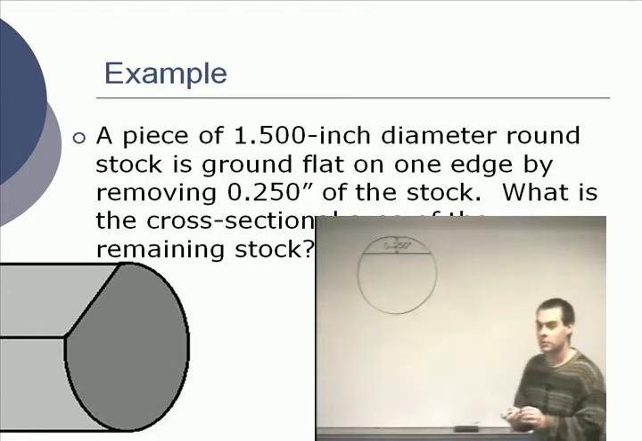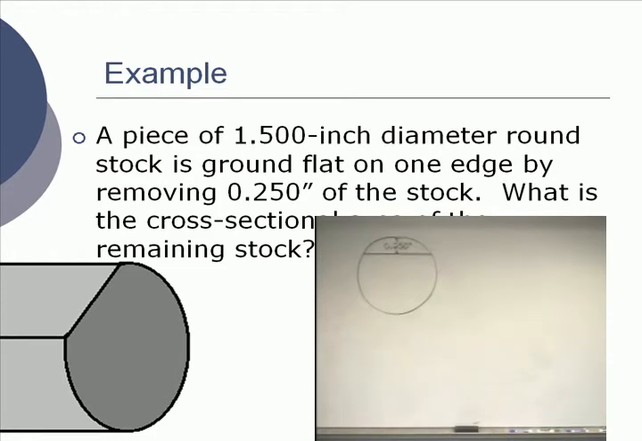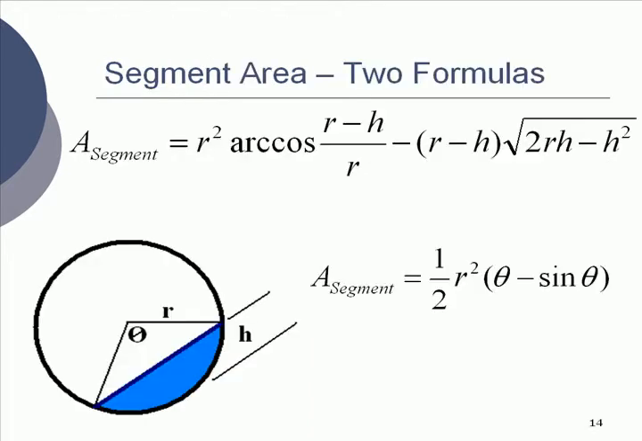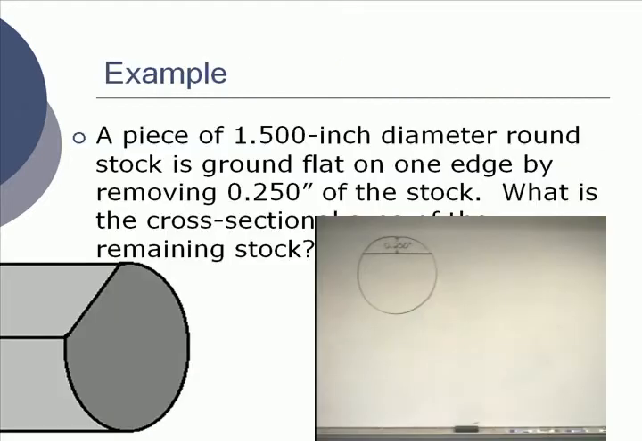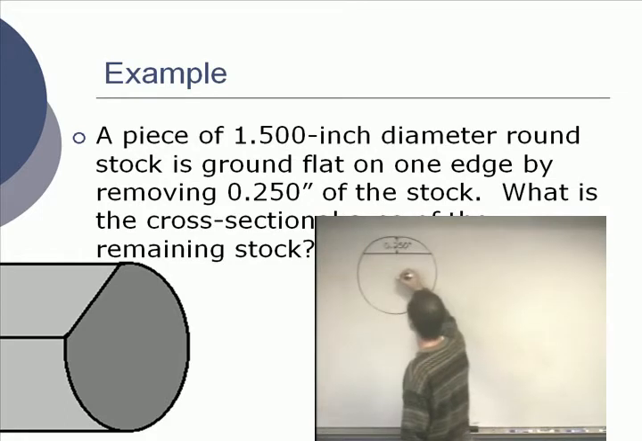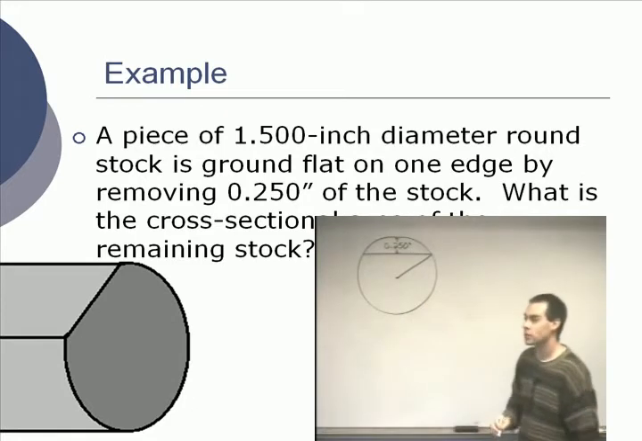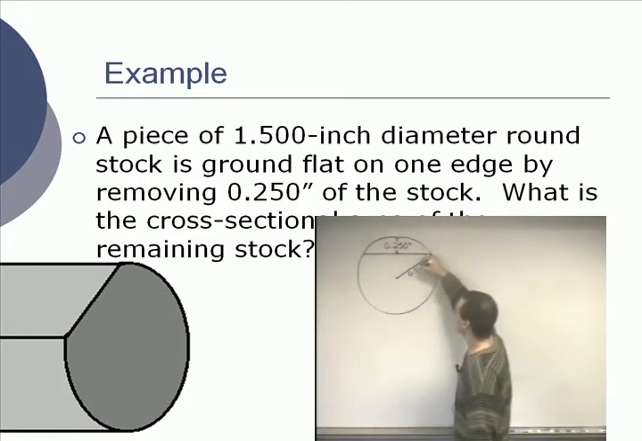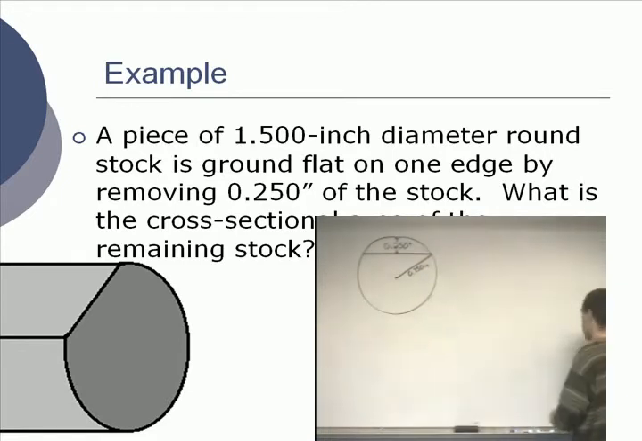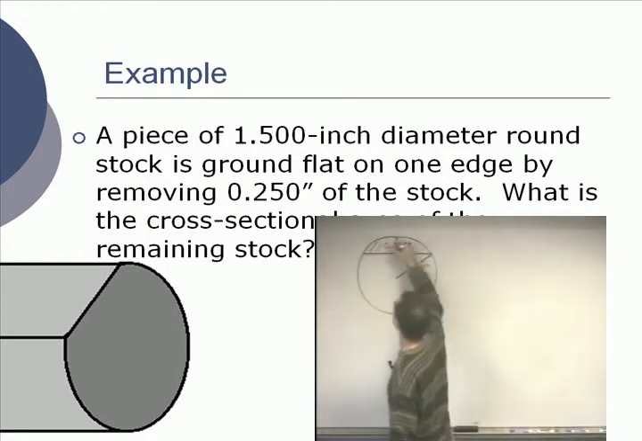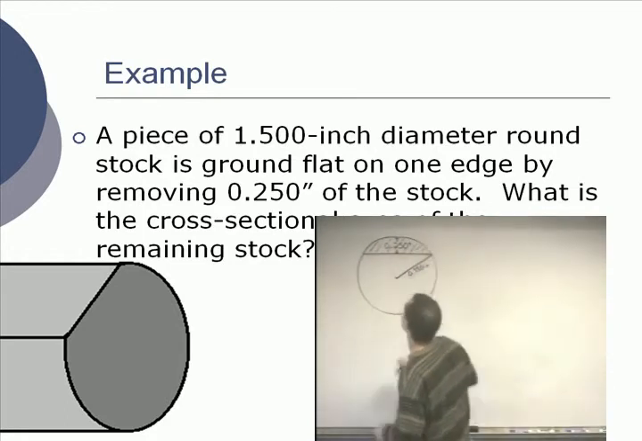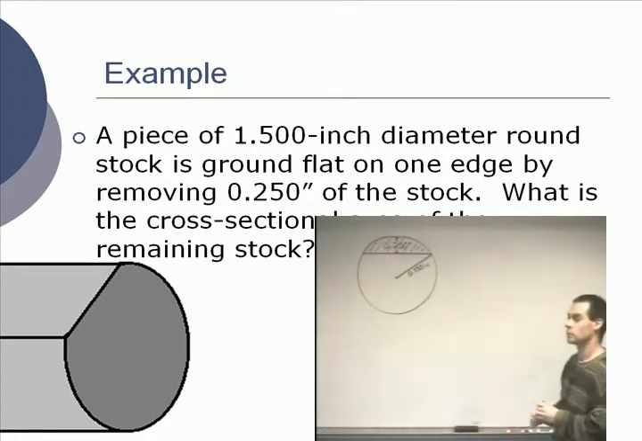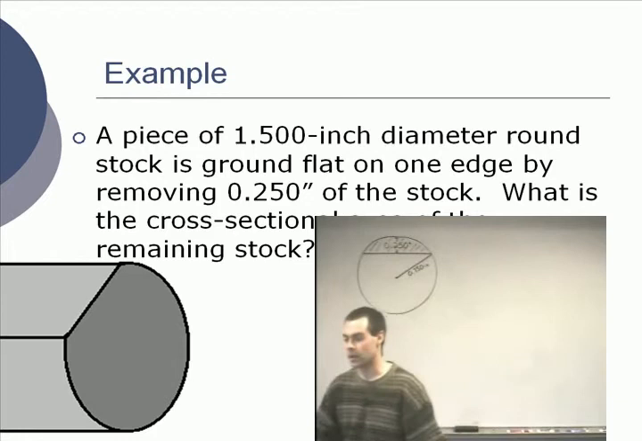So going back to the previous screen, obviously which of the two formulas for segment area are we going to use? Top one, because we know h. We know how deep the segment is. So the only other dimension we need to know here is the radius. The stock is 1.500 inches in diameter. That means its radius is 0.750 inches. And from there, we can proceed. We are finding this area. So, just a matter of using the formula.